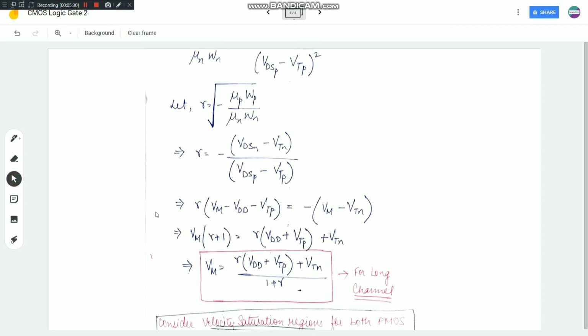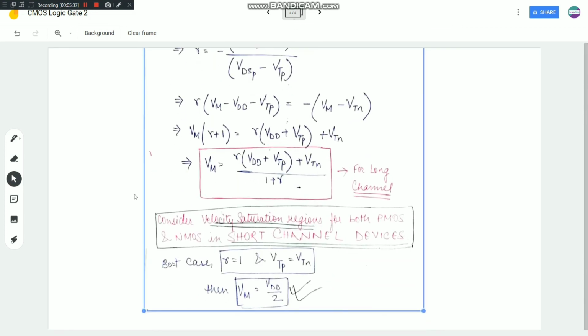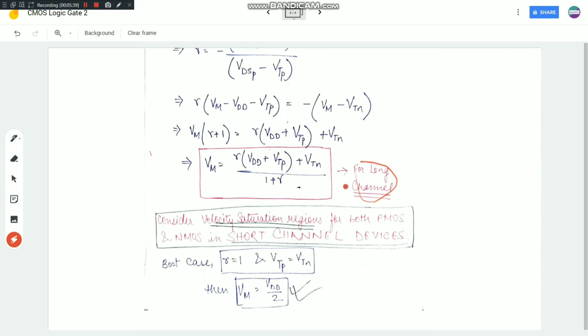I mentioned in the prequel of this lecture that for short channel devices and long channel devices, the expressions are somewhat different. What makes them different is that we were considering saturation regions for both PMOS and NMOS in the long channel device, but in the short channel device, we have to consider velocity saturation regions. I hope you understand what velocity saturation is, how you find this region, and how you use it in the current equations. If you follow the current equations and apply the velocity saturation expressions to them, you will easily be able to find the trip point for a short channel device.